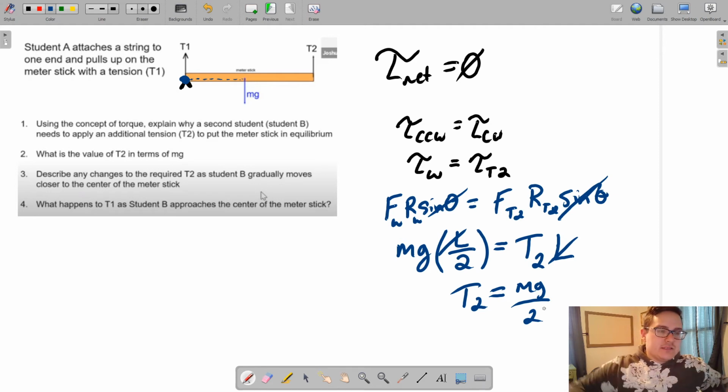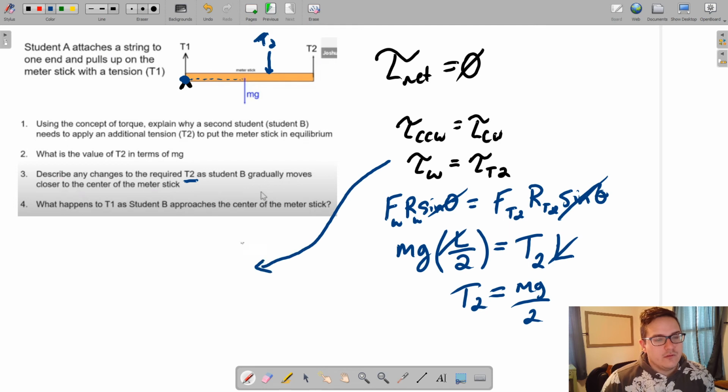Now, that might make sense now because this object is all in statics. But let's describe, if we start to change things, we can't really then just specifically talk about force. What we have to also talk about is how the torques are going to change. So describe any changes to the required T2 as student B gradually moves towards the center. So if T2 was here and now was here, how would T2 change?